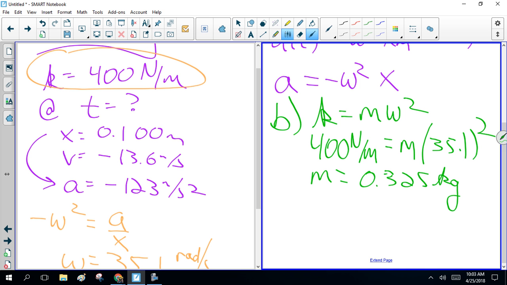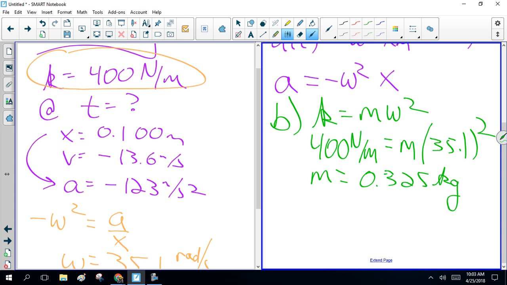Is everybody good up to there? Okay. Okay, and then finally, part C wants the amplitude of motion. So, energy. Yeah, so my inclination was, okay, yeah. So I think probably the easiest way to do it is to use energy.